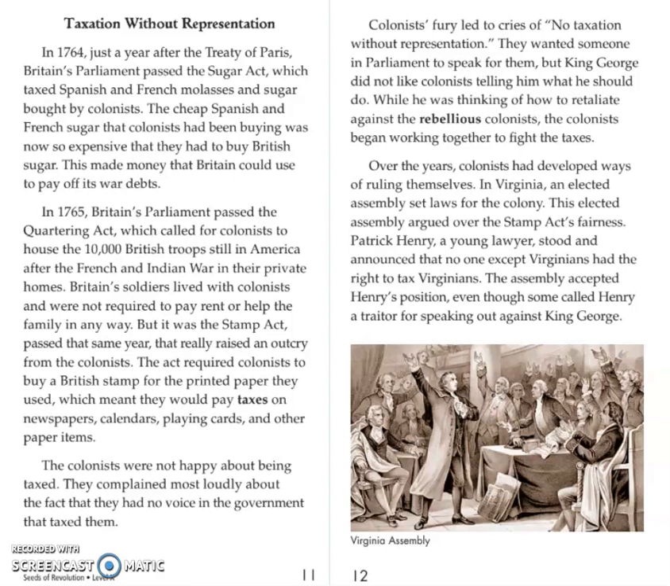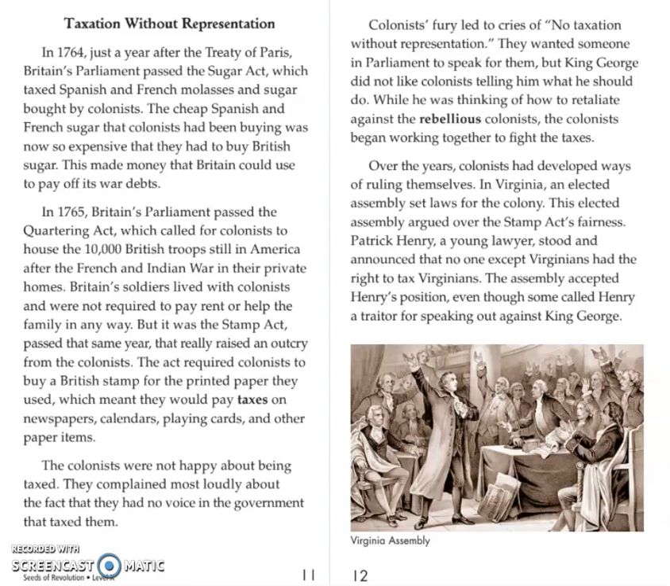They wanted someone in Parliament to speak for them, but King George did not like colonists telling him what he should do. While he was thinking of how to retaliate against the rebellious colonists, the colonists began working together to fight the taxes. Over the years, colonists had developed ways of ruling themselves. In Virginia, an elected assembly set laws for the colony. This elected assembly argued over the Stamp Act's fairness.